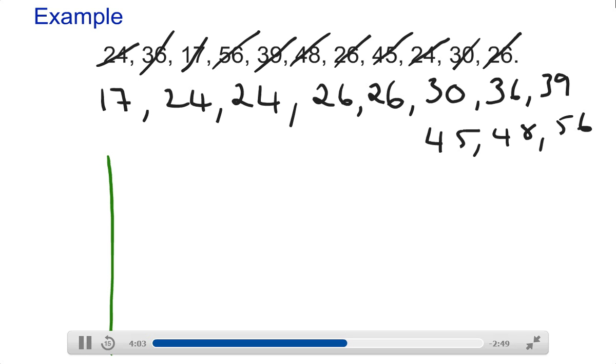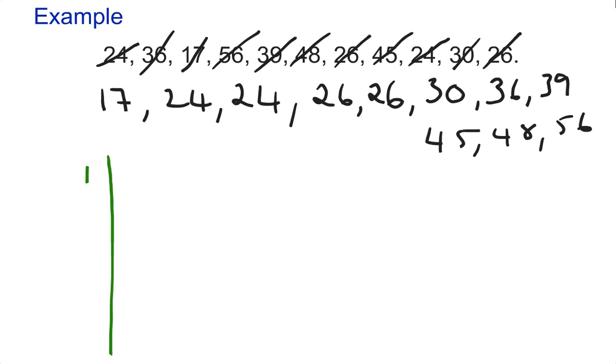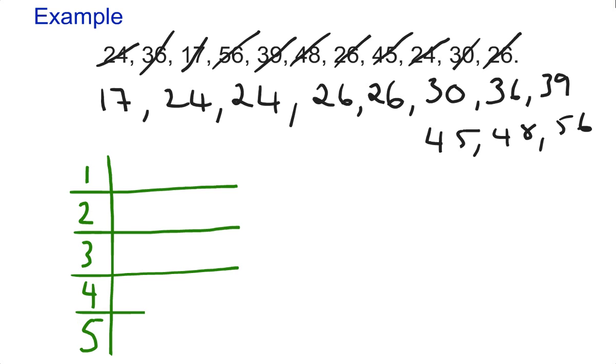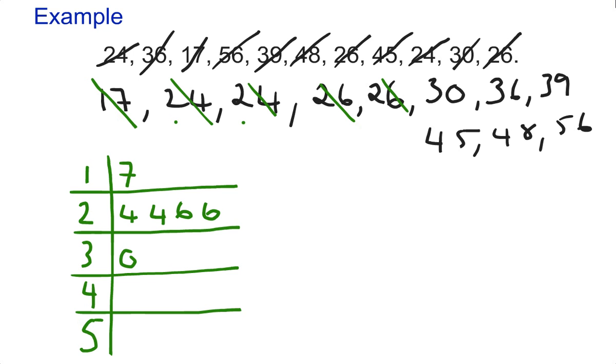This is my stem, and to the left hand side we put all the 10s. So we've got 10, 20, 30, 40 and 50. And here I'm going to put all the leaves. So we start with the smallest. Remember that's a 10, so 10 and 7 makes 17. Again, if you want to, you can cross it off once you've done it. And then we've got 24, followed by another 24, followed by 2 26s. So that's them. Then we've got a 30, a 36, a 39.